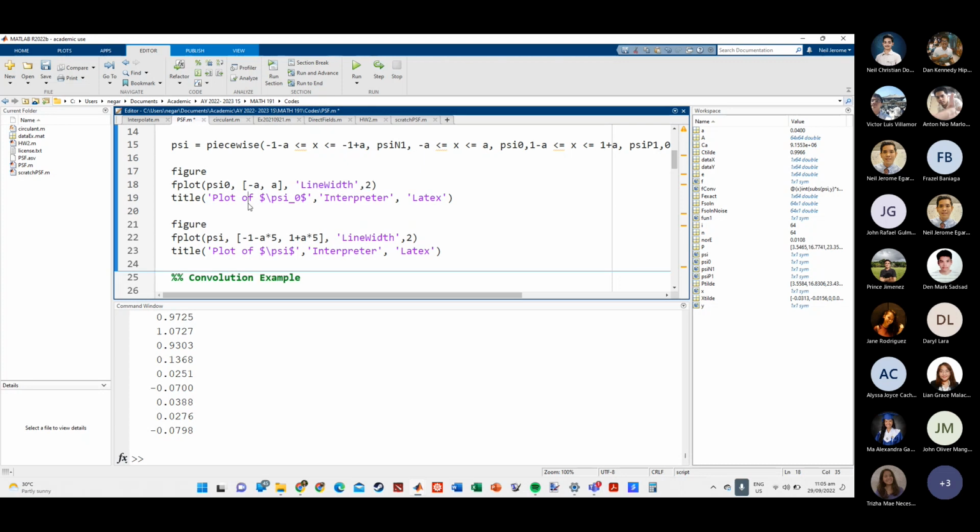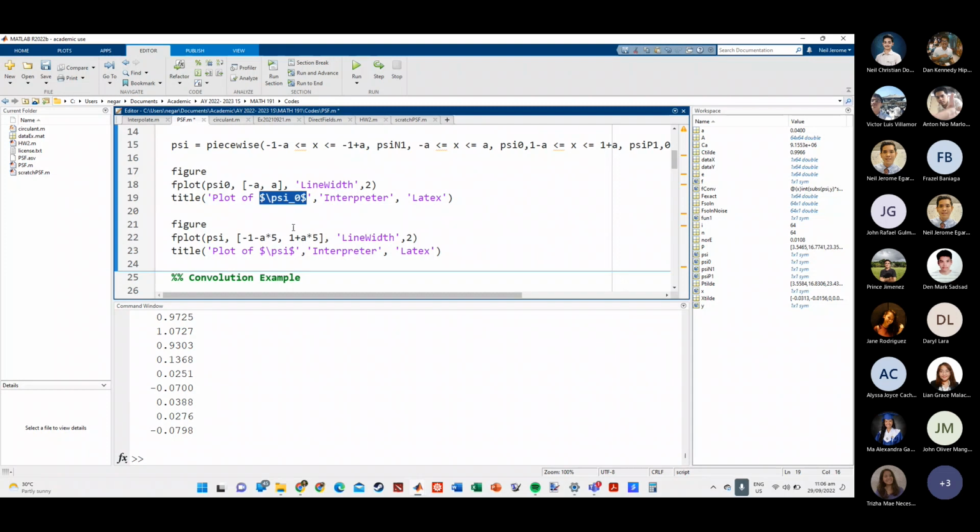Tapos nilagyan ko siya ng title, plot of psi sub 0. If you're familiar with LaTeX, ito yung syntax pagta-type ng psi sub 0 kay LaTeX. So kaya rin ni Matlab yun. Para yung title maganda yung itsura, kailangan ko lang i-declare na interpreter ay si LaTeX. Para gagamitin ni Matlab na pang-interpret dun sa title yung LaTeX syntax. Alam niya na LaTeX yung ginamit mo dun sa typesetting.